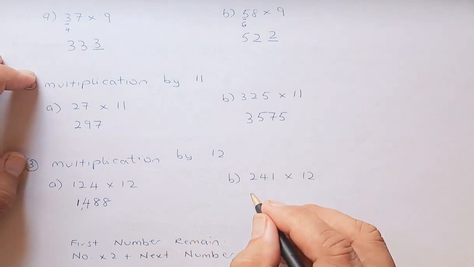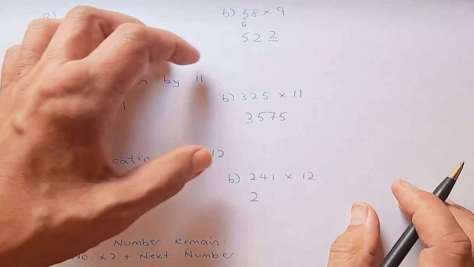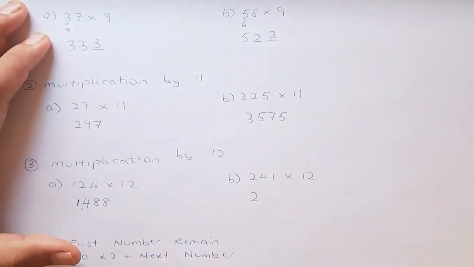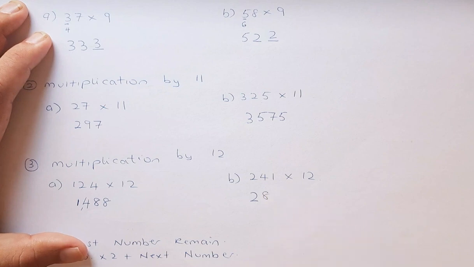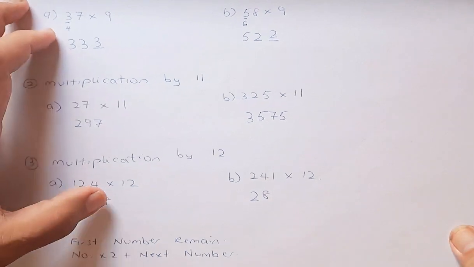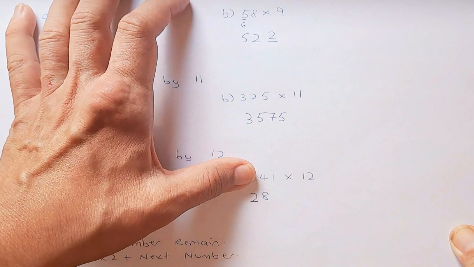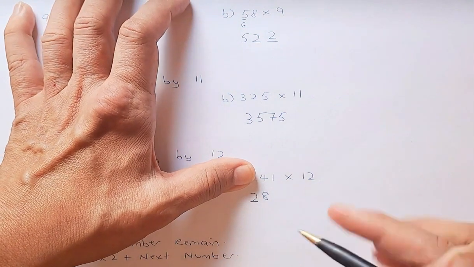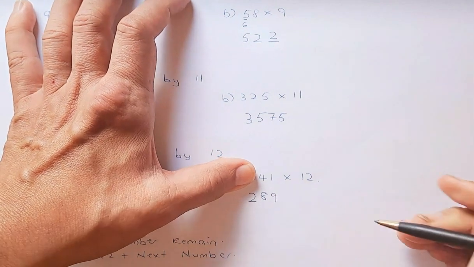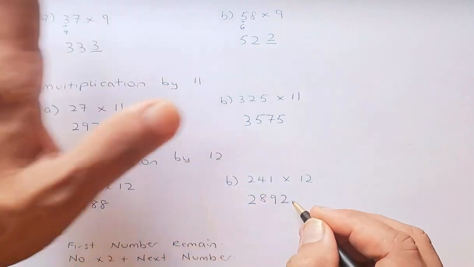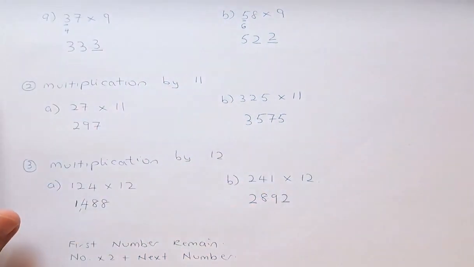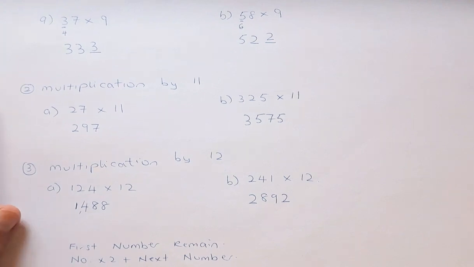So we shall do 241 times 12 now. The 2 will remain because the first number remains. Then we start with 2. 2 times 2 is 4, and 4 plus 4 is 8. Then we look at the second number, 4. 4 times 2 is 8, and 8 plus 1 is 9. And then we look at the last number, 1. 1 times 2 is just 2. So the answer is 2,892. For 13 it is the same. Instead of multiplying the number by 2, you multiply by 3 plus the next number.